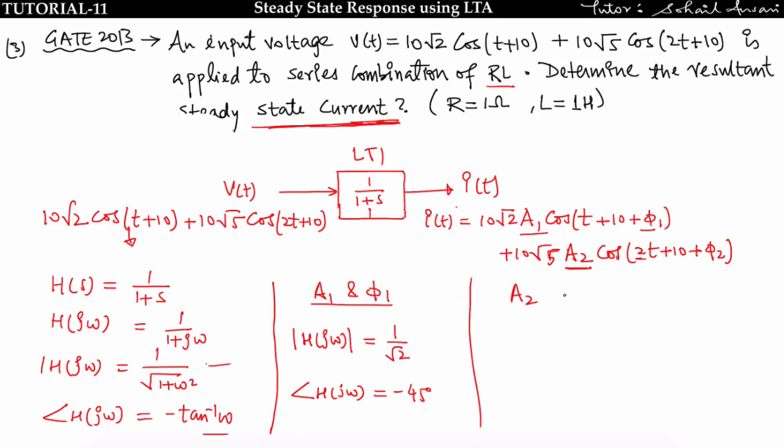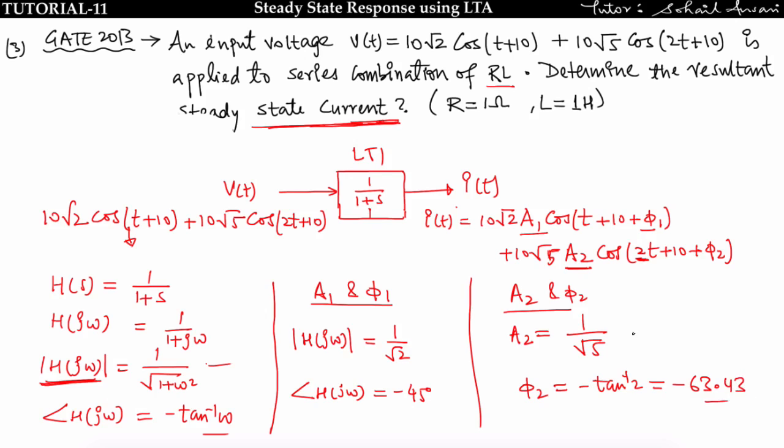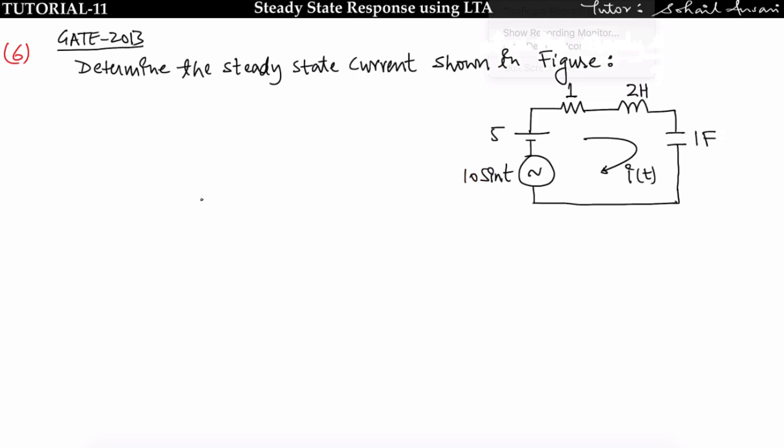In order to find A2 and φ2, what I will do? I will put ω is equal to 2 in the transfer function. So putting ω is equal to 2 in this mod of transfer function, I will get A2 is equal to 1 by root 5 and φ2 is equal to minus tan inverse 2, that is equal to minus 63.43. Put the value of A1 and φ1 in this equation and A2 and φ2 in this equation, you will get the response of the system. Got it? Now let's take this problem.